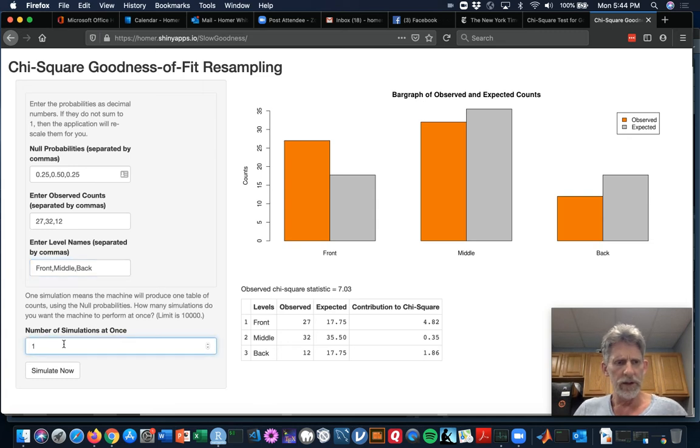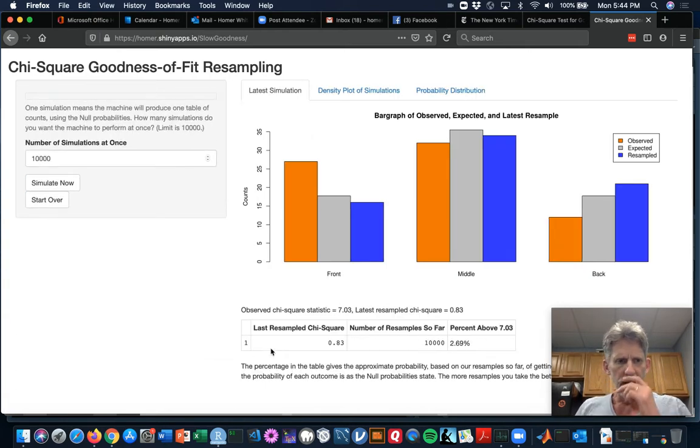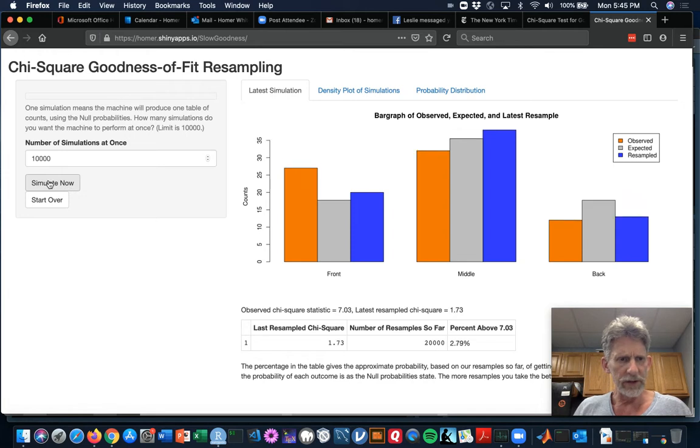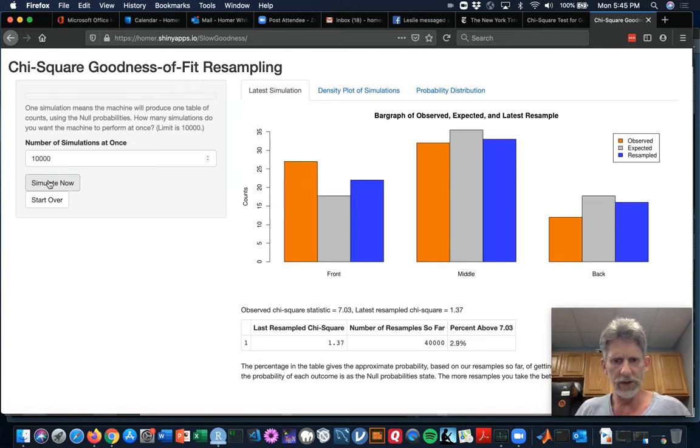All right, here we are with the app again, and I'm going to just very quickly give myself 10,000 simulations. And I'll go ahead and give myself another 10,000, and another 10,000, and another 10,000. You can see down at the bottom, I've done 40,000 simulations so far. Each time, I was grabbing 71 students from a population where 1/4 prefer the front, half prefer the middle, and a fourth prefer the back. And every time I computed the chi-square statistic.